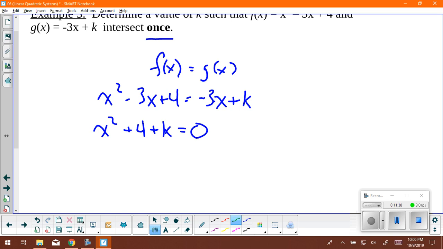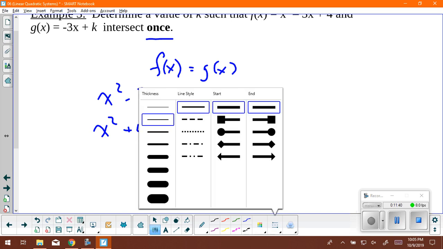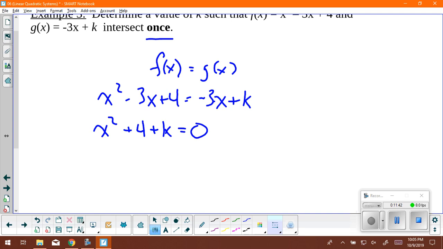So we're going to write out our discriminant, which is b squared minus 4a. Okay, and if I want to have only the one root, that should be equal to 0.